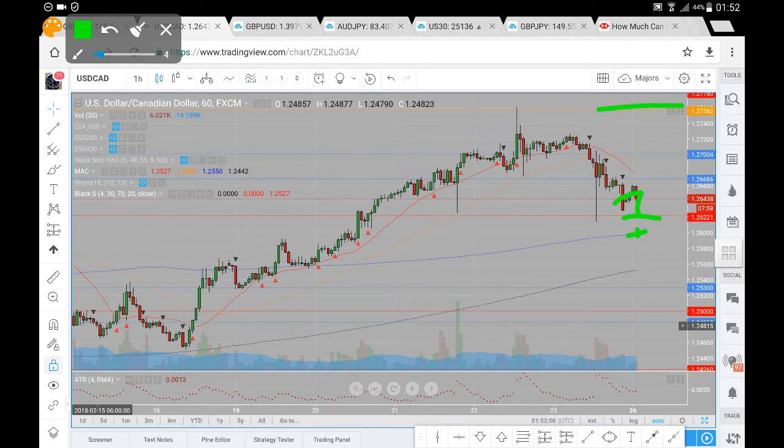If, however, we fail to hold support at 126.22, we are looking for price to head down towards the 200 period moving average, currently sitting at the 126 level, and the breaks from which we're looking for price to head down towards that 125.40 level.